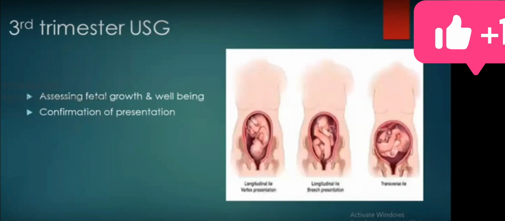presentation of the baby, whether it is a cephalic presentation or breech presentation. Cephalic presentation means head down, that is, the head is in the lower portion of the uterus, so there is a chance for normal vaginal delivery. In breech presentation, there is less chance for normal vaginal delivery.